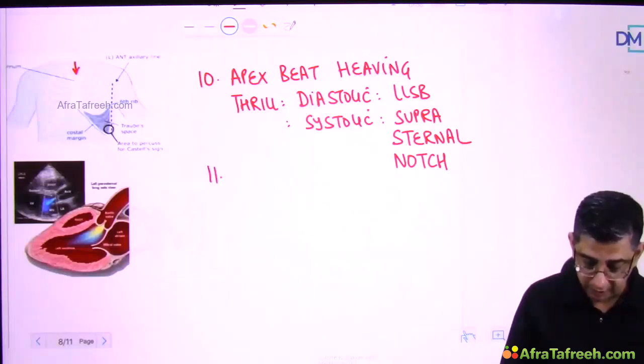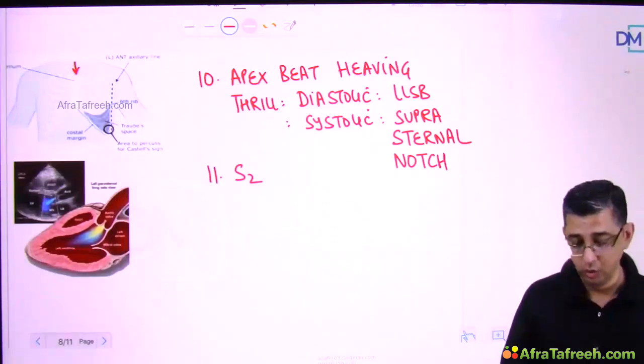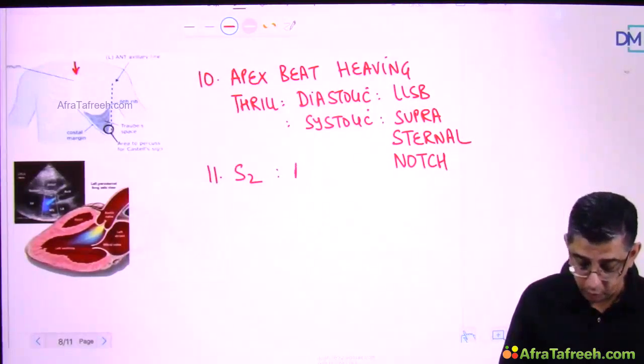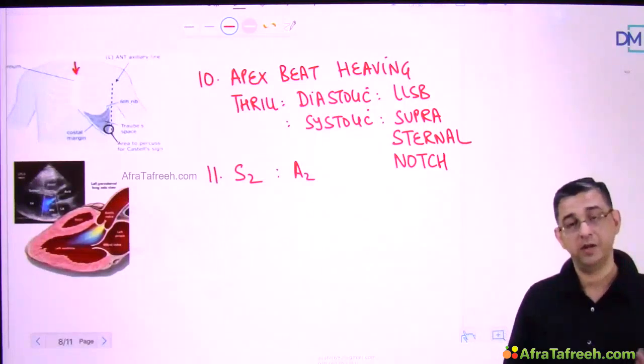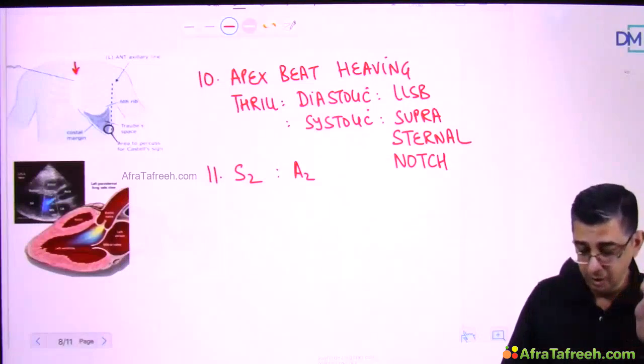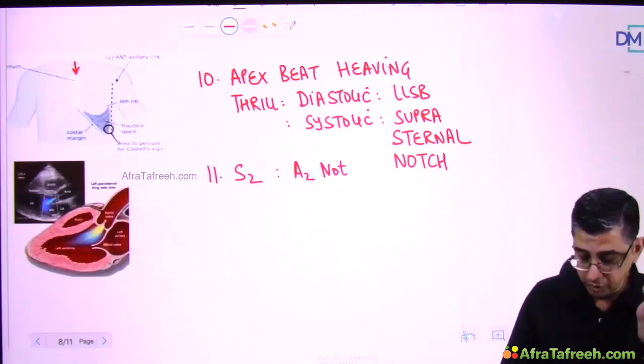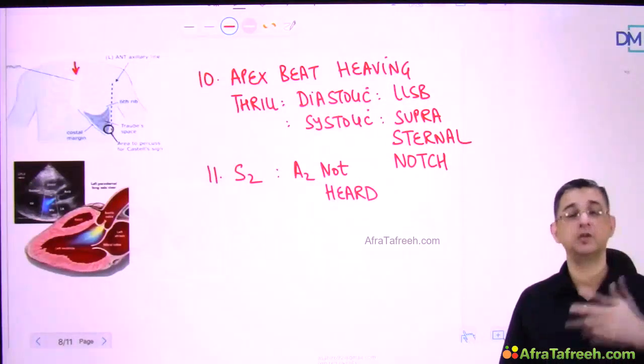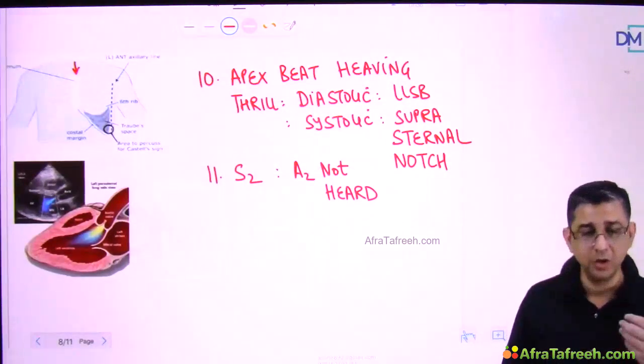When you auscultate the second heart sound of the patient, the A2 component usually is not heard. That's because of the fact that there is an incompetent leaflet. Because the leaflet does not move like normal, the A2 component is usually not heard, and therefore S2 of the patient can be single, or I can just write soft S2, or A2 is usually not heard in the patient.